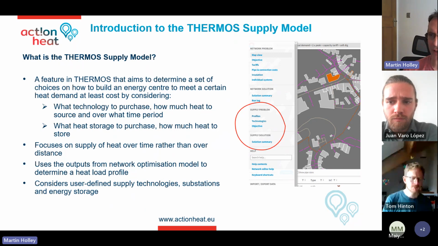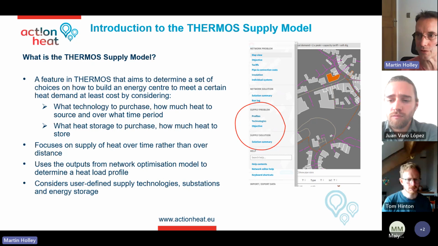And it does that by considering a couple of questions around the supply technologies to draw on, to purchase, if you like, and how much heat to source from each of those technologies, whether there's one or multiple sources, and over what time period. There's also a storage element here, so the model has to make decisions on what heat storage to purchase, what technologies are going to be used there, and how much heat to store.